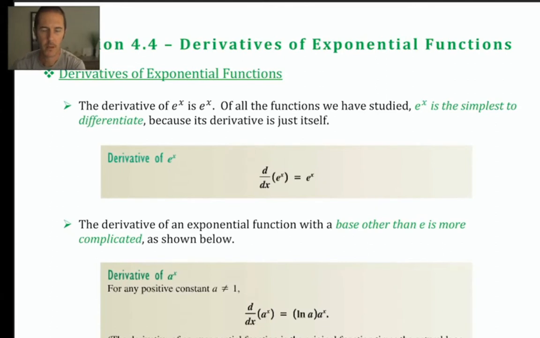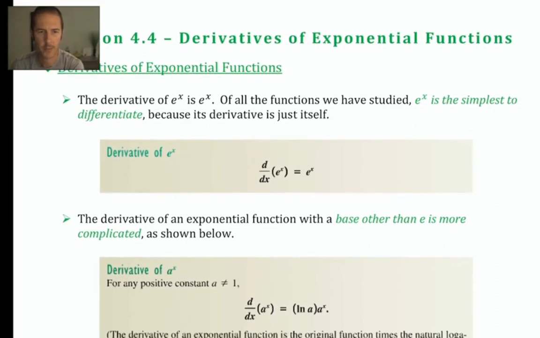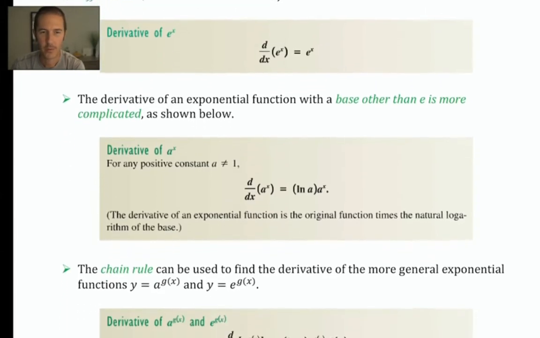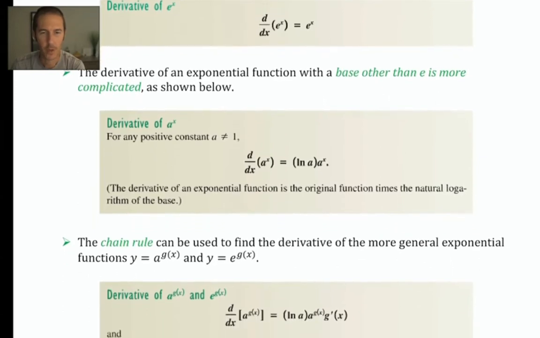The first definition that we need to be aware of is that if we take the derivative of e to the power of x, the result is e to the power of x. So that's an easy one. All we have to do is remember that that is one of the properties that we're looking at here.